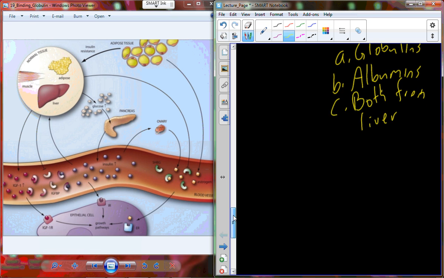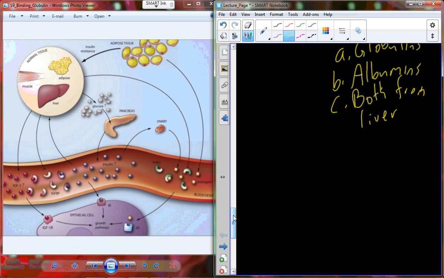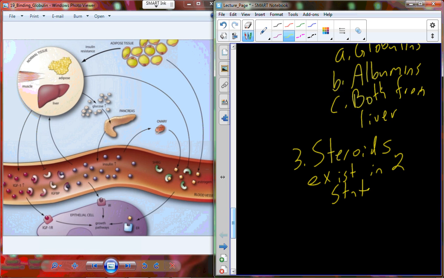And both will bind different types of steroid hormones and thyroid hormones. So when this happens, we can have two different pools of the steroids. Or the steroids, in another term, exist in two states.